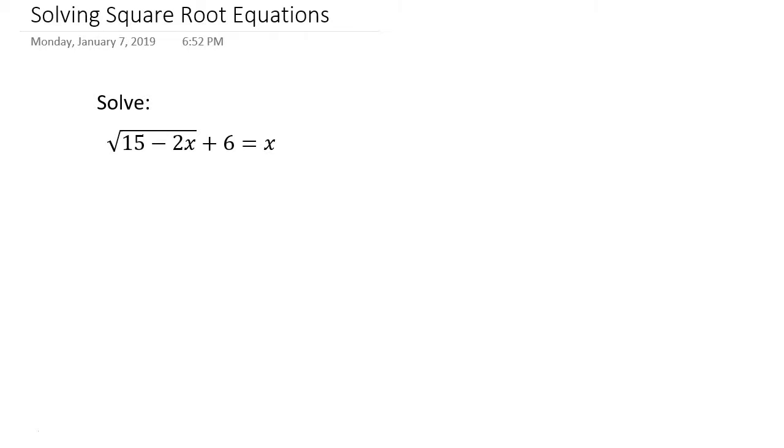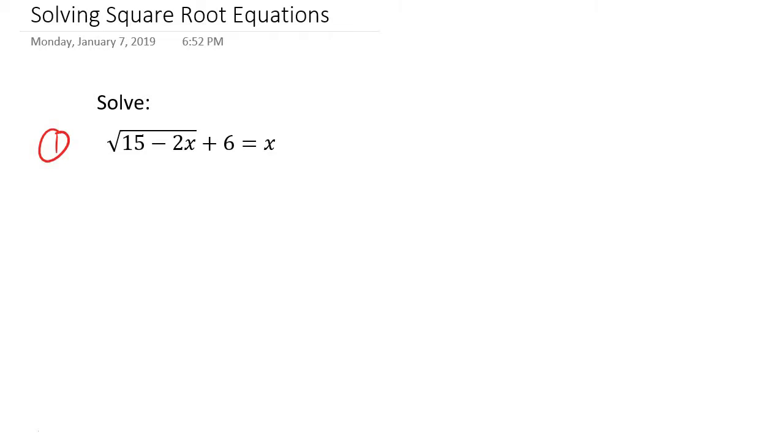In this video, I want to show you how to solve a type of square root equations that requires you to solve a quadratic equation as well. Here is the first example. We're given the square root of 15 minus 2x, plus 6, equals x.